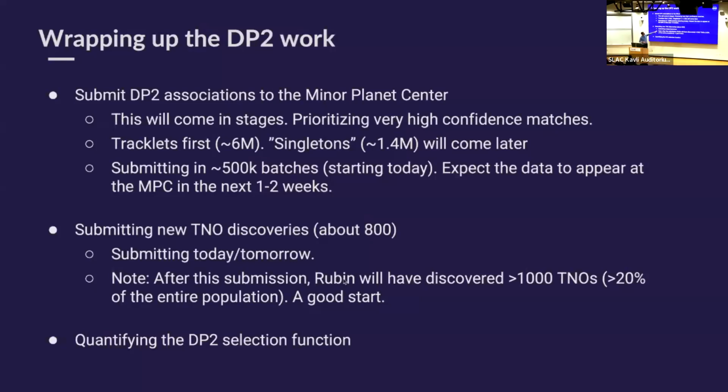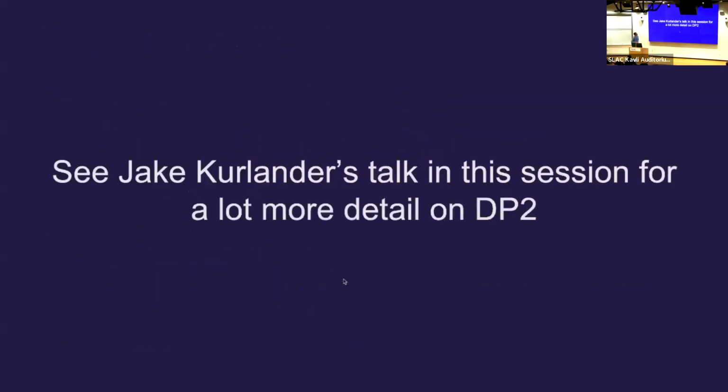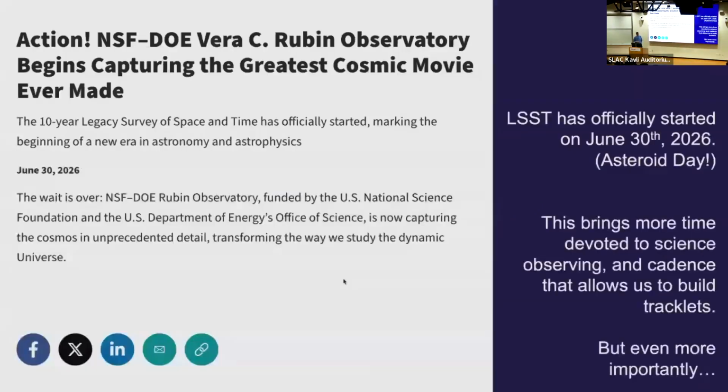We're also submitting new TNO discoveries. And as I already pointed out, after this submission, we will have discovered more than 1,500, not 1,000, which is about 25% of the entire population. I think it's a reasonably good start. And the last thing, which Jake will also mention, is we're working on quantifying the DP2 selection function so that we understand which asteroids have been discovered and which have been missed. For more information about all of this, wait for about half an hour and you can hear from Jake and then ask us questions.